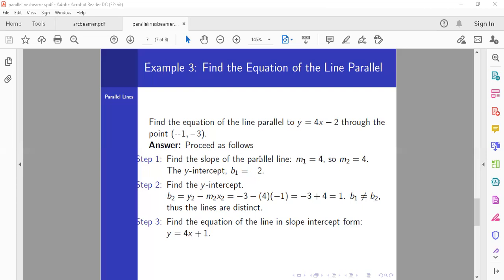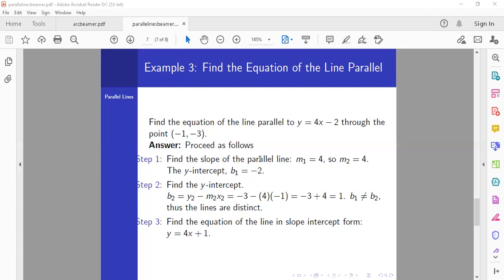Now, for the line that we're already provided, -2 was the y-intercept. For our new line, 1 will be the y-intercept. Those numbers are different, and so our lines are going to be distinct. And therefore, we can put them in slope-intercept form, and we have y equals 4x plus 1.